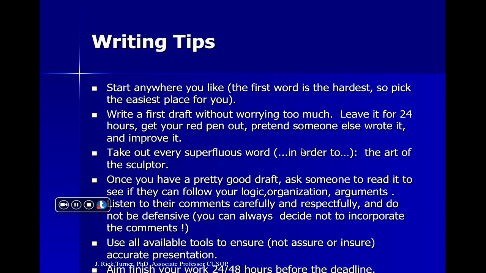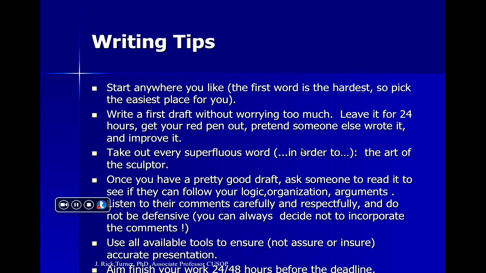In terms of writing and getting started, just get something down on paper first. Try to write your first draft without worrying about it too much. You can leave it for 24 hours, get your red pen out, pretend someone else wrote it, and then revise it. Take out all the superfluous words there and focus your writing. Once you have a good draft, ask someone to read it to see if they can follow your logic, organization, and arguments. Listen to their comments. Try not to get defensive and consider comments, don't take them personally. People are just trying to help you improve your writing.